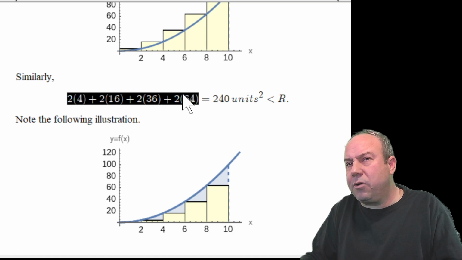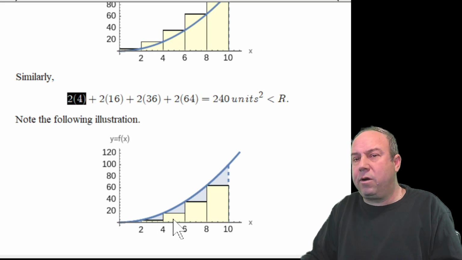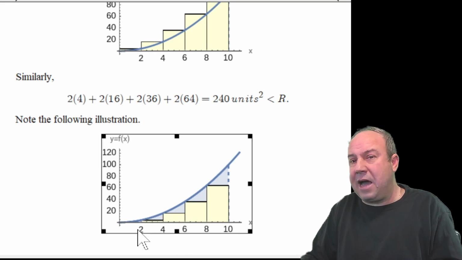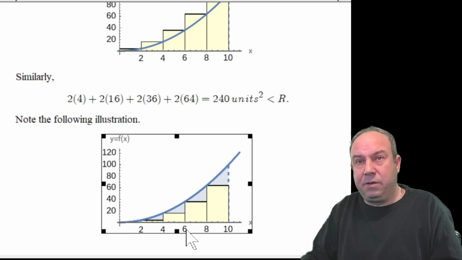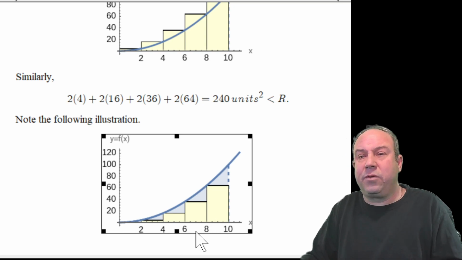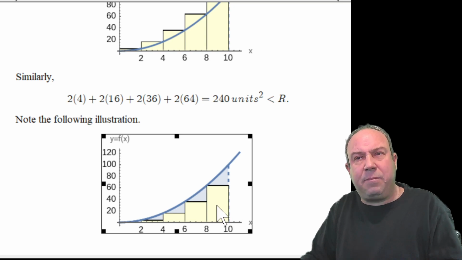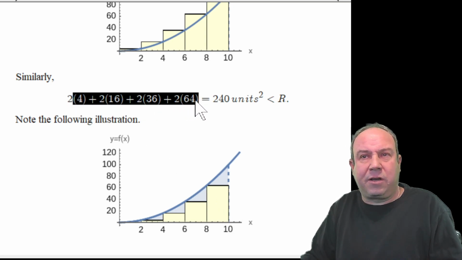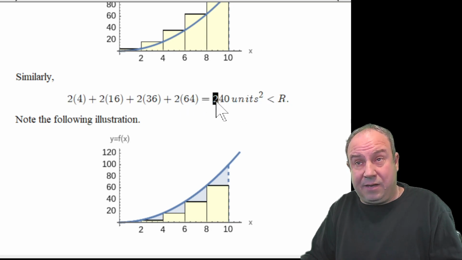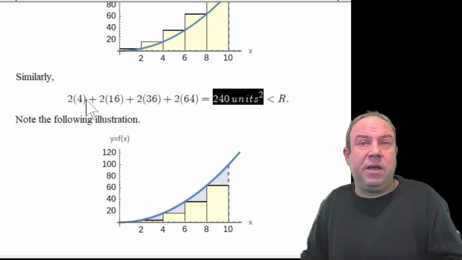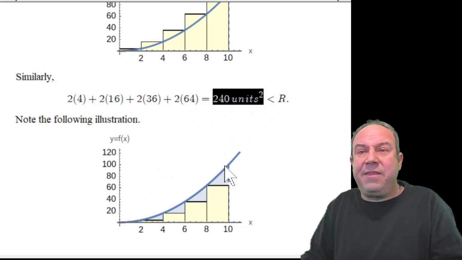So this calculation will turn into a sum of 4 values, where the first value will be 2 times the height at the left endpoint at 2, plus 2 times the height at the left endpoint at 4, plus 2 times the height at the left endpoint at 6, and so forth at 8. We don't work it for 10 because 10 is the rightmost endpoint for the 5th subinterval, and we only consider these values in our calculation. And what we end up seeing is that R must be bigger than 240 units squared. If we add up these 4 products, we will get 240 units squared.